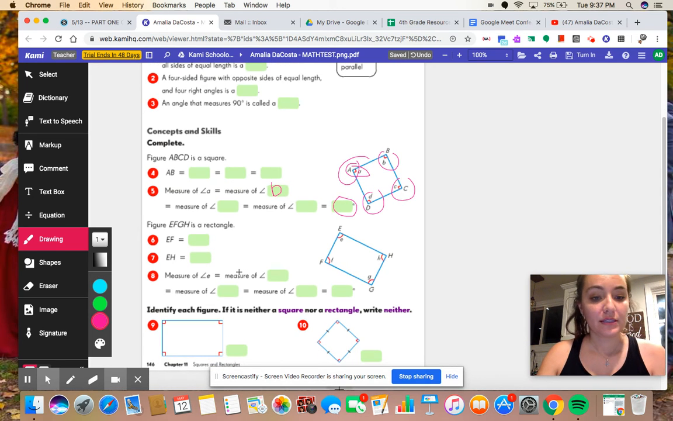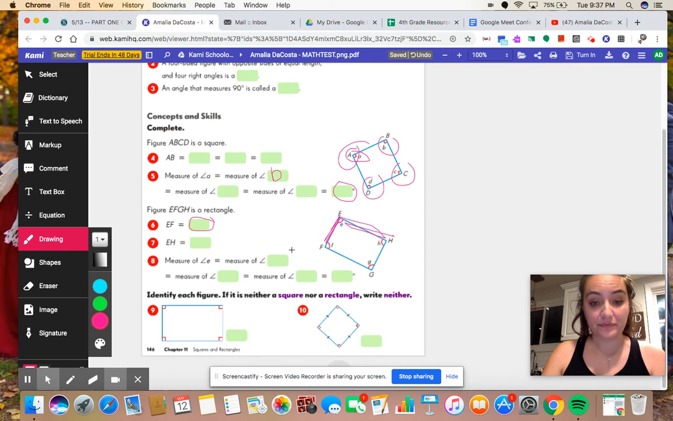Now, same thing here. Figure EFGH is a rectangle. Line EF, okay, where's EF? Line EF is right here, equals what? What is it equal to? It's the same length as what line? That's the answer that needs to go there. And then line EH is right here, okay? Equals, what is it the same as? Okay, that's what has to go there.